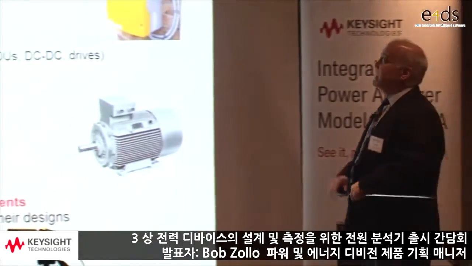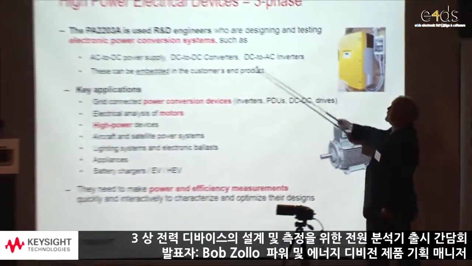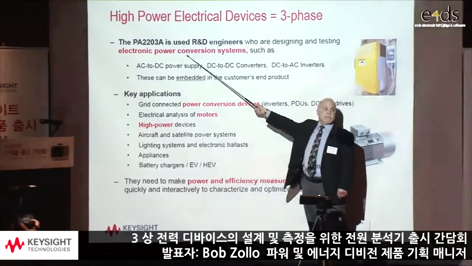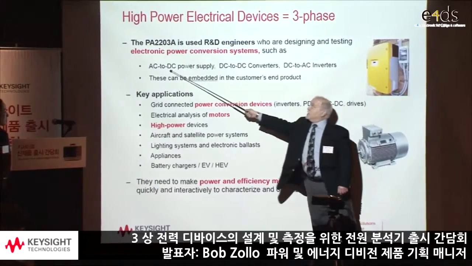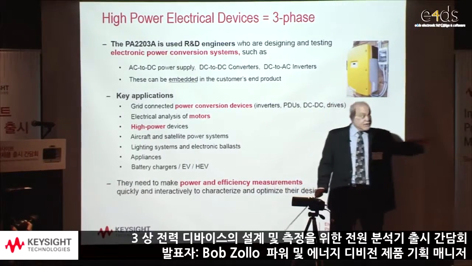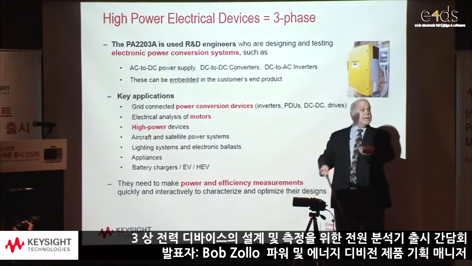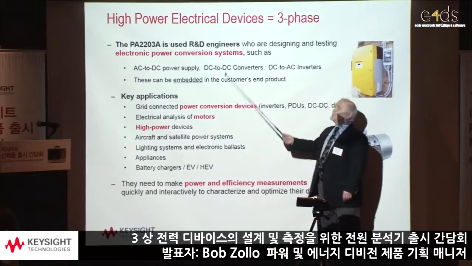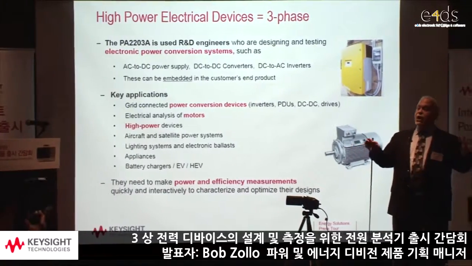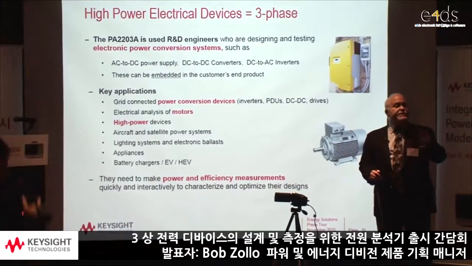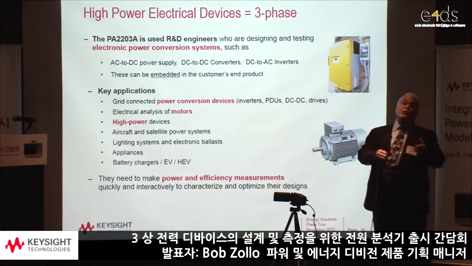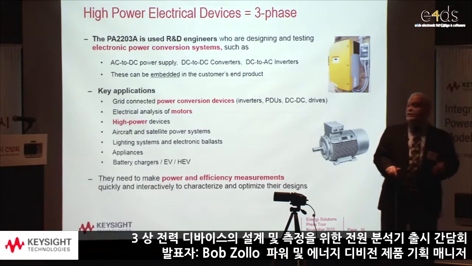So the new version, the PA2203, is designed for R&D engineers who are building electronic power conversion systems. What we mean are AC to DC power supplies, like you would have to charge up your computer, that plugs into the wall AC and puts out DC to charge the laptop. A DC to DC converter. This would be useful in a car, where the car battery could be 120 volts, but many of the subsystems within a car run on 12 volts. So there would be a 120 volt to 12 volt DC to DC converter.